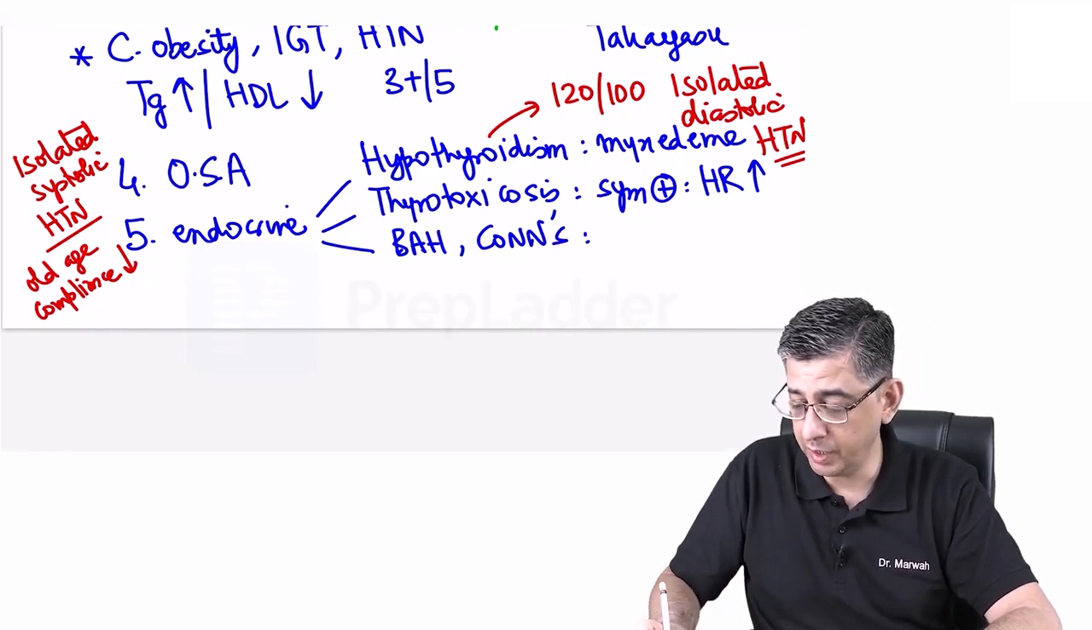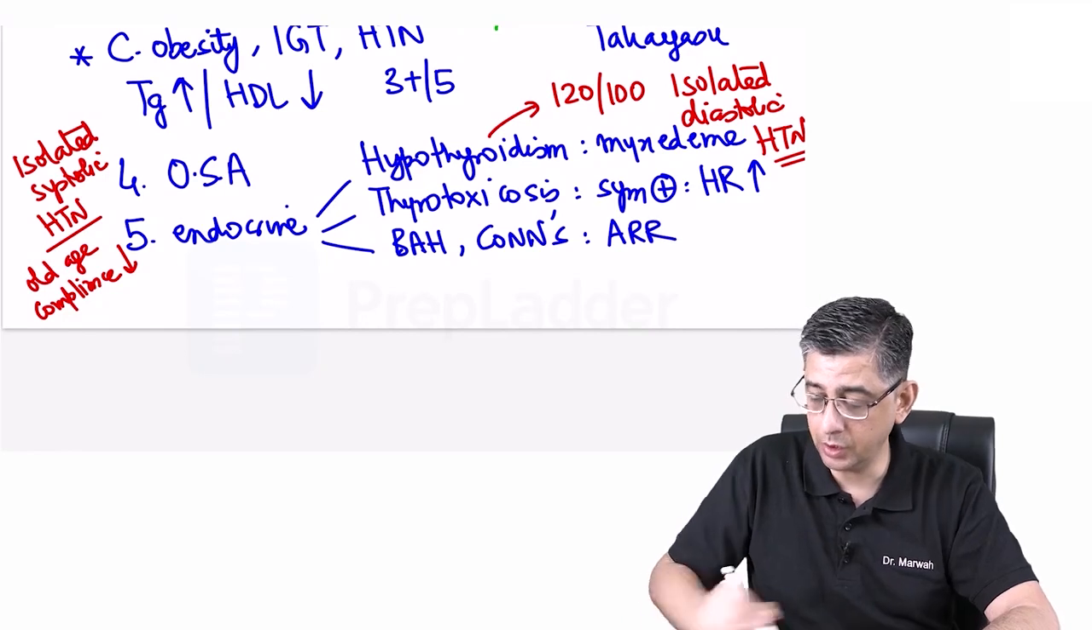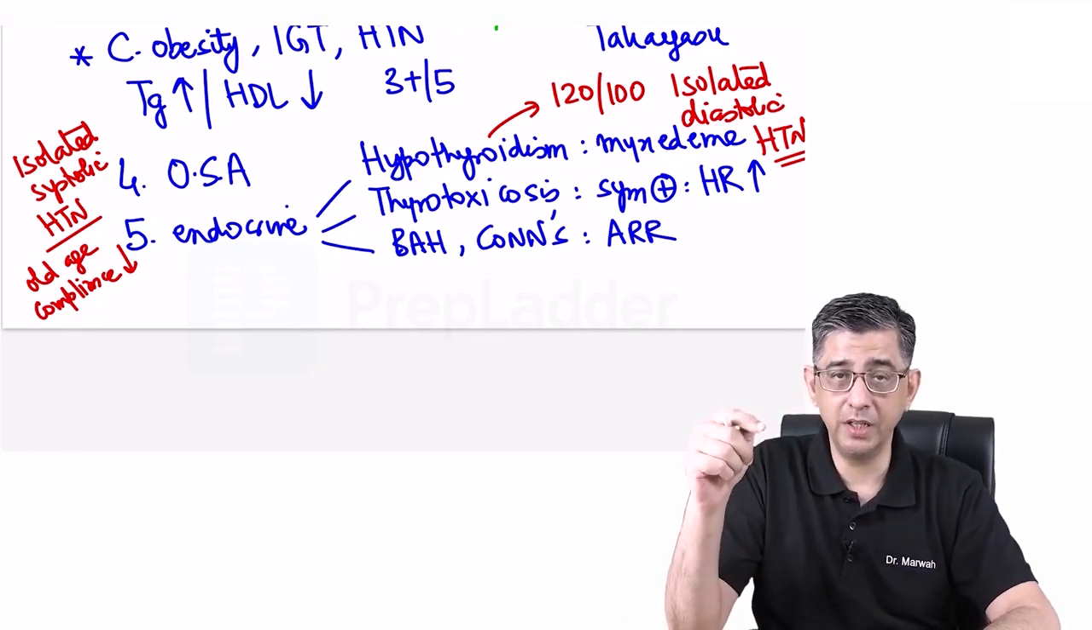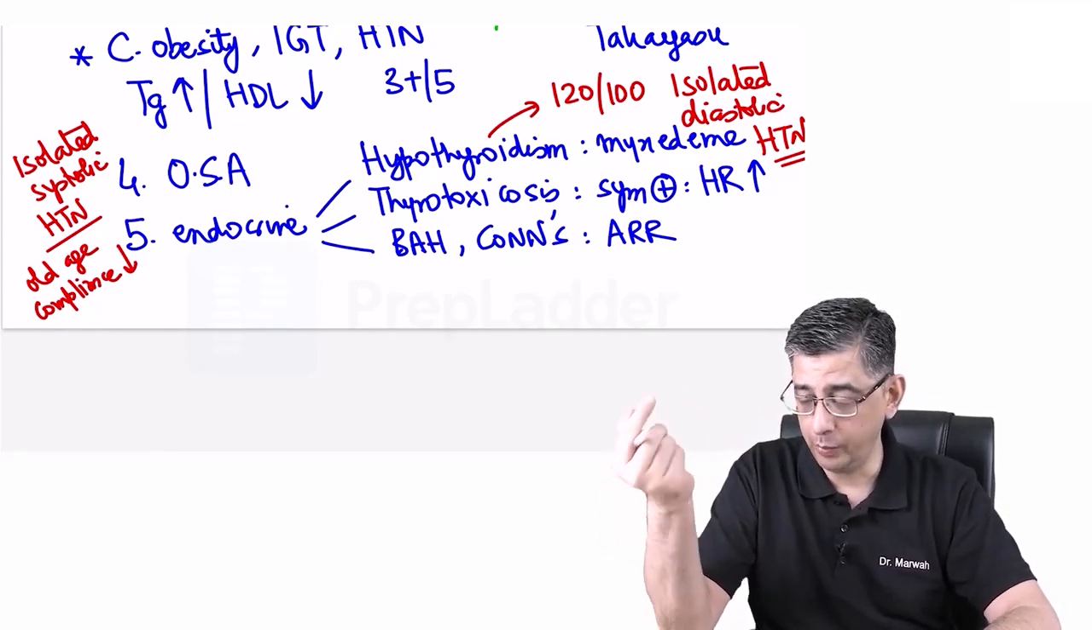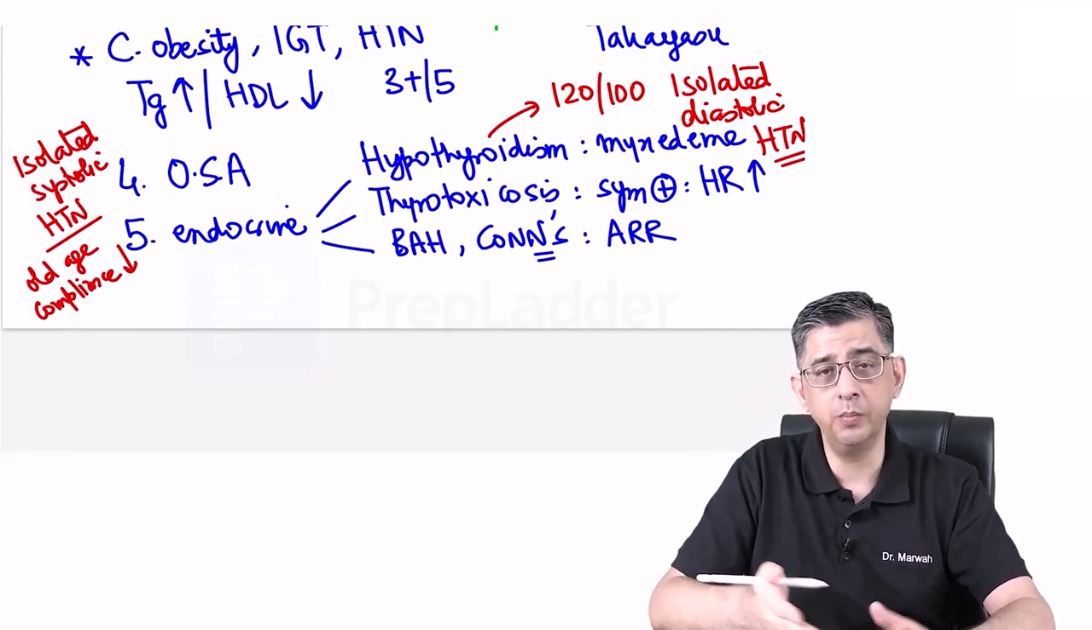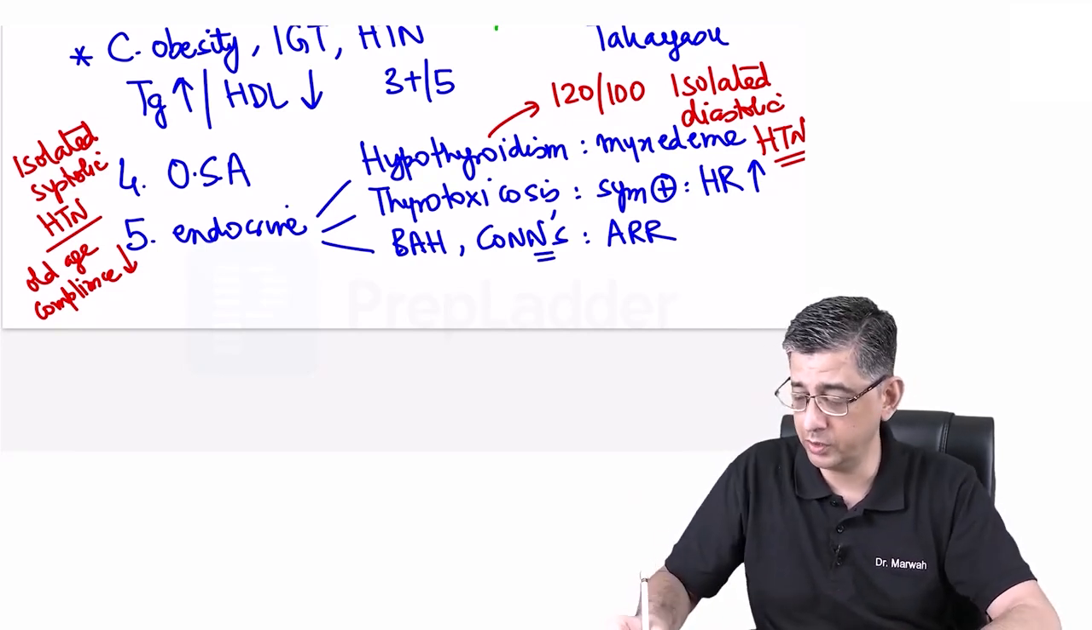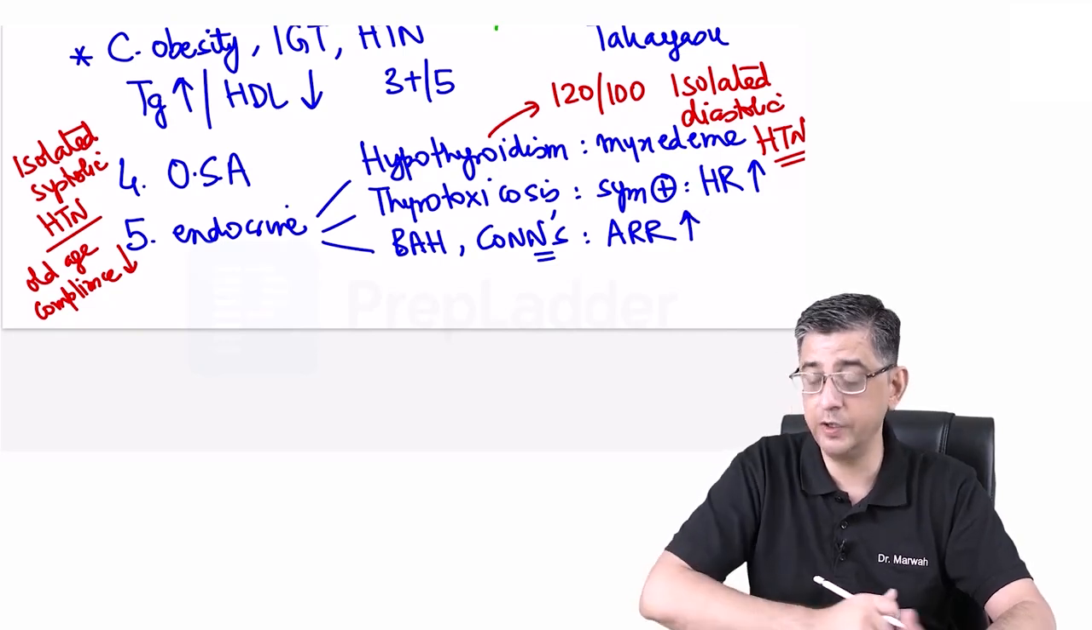And for identifying bilateral adrenal hyperplasia and Conn's syndrome, we talk about what is called ARR, that is aldosterone renin ratio. Because Conn's syndrome is a tumor, it will produce lots of aldosterone, so this aldosterone renin ratio will always be increased.